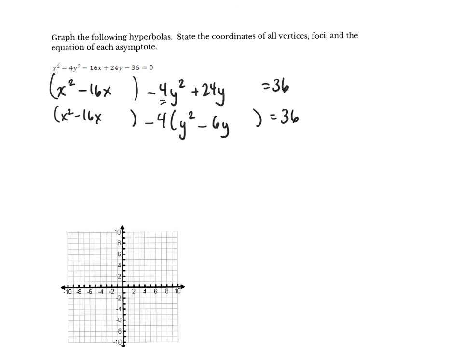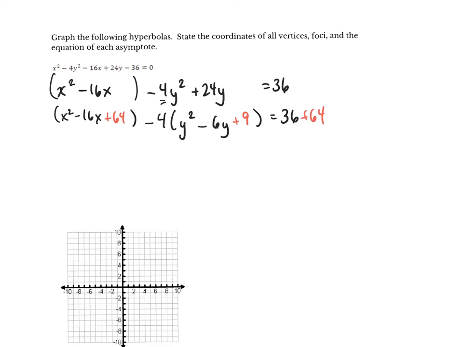So now my complete the square terms, remember, is half of the middle squared. So half of negative 16 is negative 8. Negative 8 squared is 64. So I'll add 64 to both sides. This next one's a little tricky because I'm doing half of negative 6, which is negative 3. Negative 3 squared is 9.